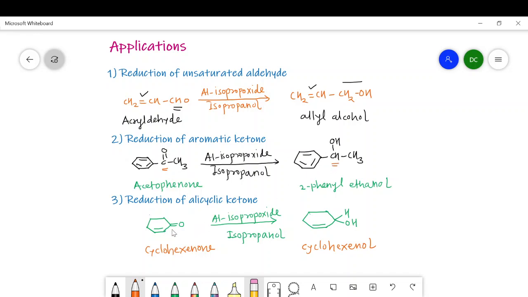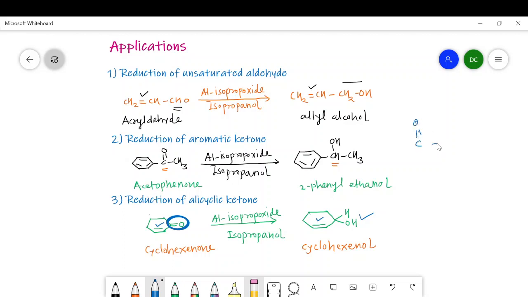And the third application is reduction of alicyclic ketone, where this cyclohexenone undergoes MPV reduction reaction to give cyclohexenol, where this double bond in the cyclic ring remains as it is, whereas the C double bond O, that is the carbonyl group, is going to convert into the CHOH.